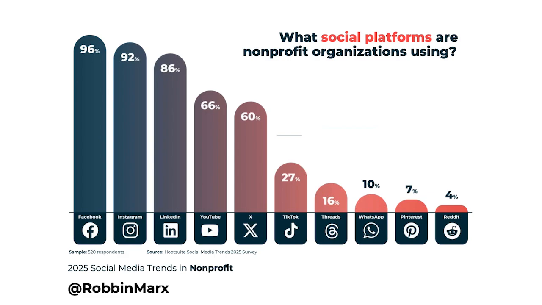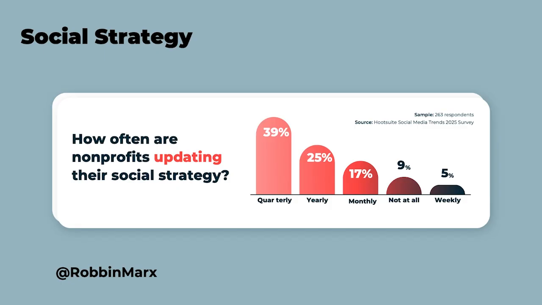Okay, next up, let's take a look at how often nonprofits are updating their social strategy. 39% of nonprofits are updating their strategy quarterly. 25% are doing it annually. 17% are doing it monthly. 9% are not doing it at all, and 5% are doing it weekly. So how often should you take a look at your social strategy?